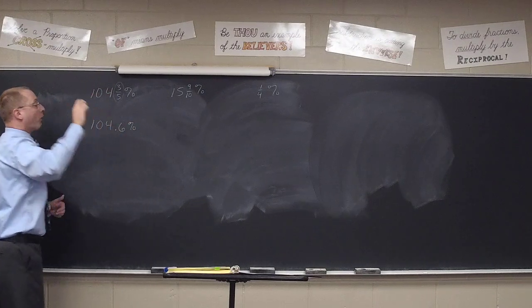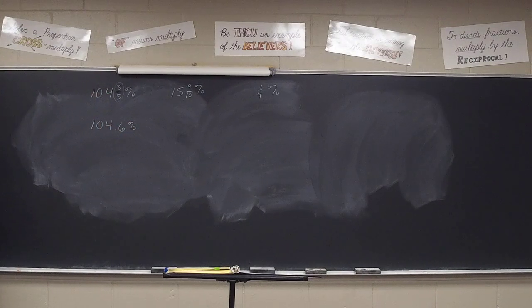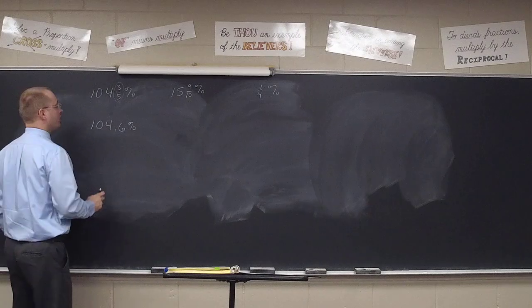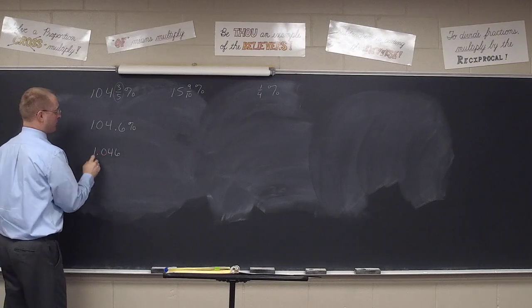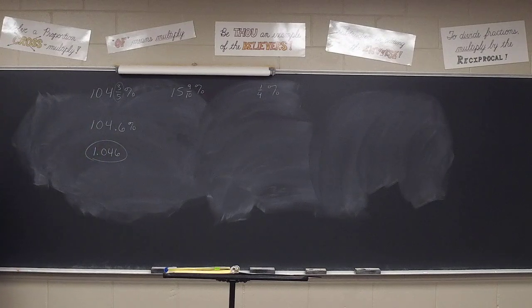How many had 104.6% initially? Not as your final answer, but initially. Then in a separate second step, back to Paige, what do we need to do? Move the decimal twice. To get what? 1.046. How many had that answer for the first one?